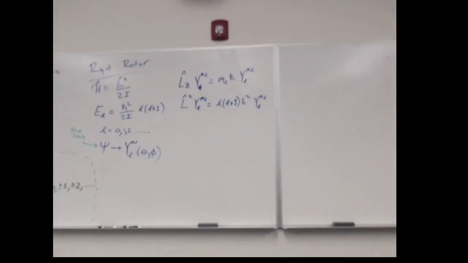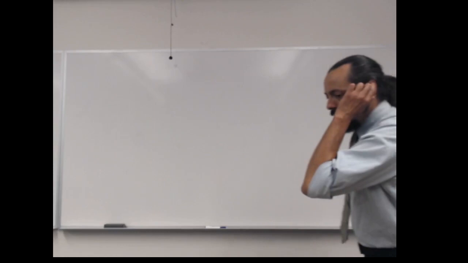Okay, so we have to define some things to get this to work out. So let's start with defining the problem. What the heck do we mean when we say a rigid rotor? Well, when we had a particle in a ring, it was really easy for me to draw. And I'm going to try to draw a sphere. I'm going to try.